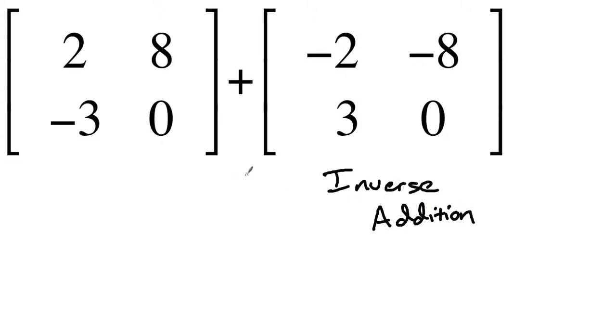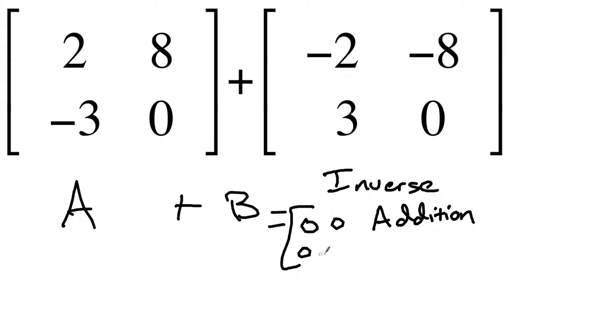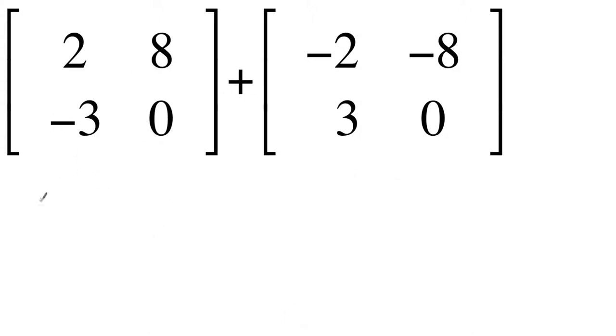Okay, what an inverse means is when you say this is matrix A and this is matrix B, then when you add these two matrices together, you get the identity for addition. And that means they are opposite matrices or additive inverses. Okay, so let's go ahead and add these two together and see if they are inverses. 2 plus negative 2 gives you 0. 8 plus negative 8 gives you 0. Negative 3 plus 3 gives you 0. And 0 plus 0 gives you 0.